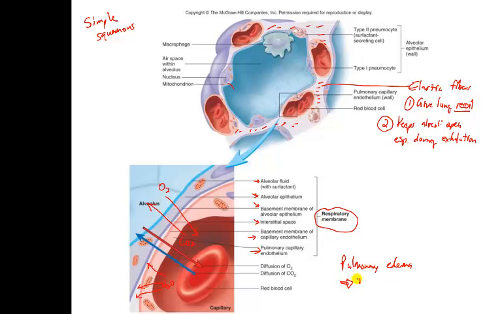You basically get thickening of the interstitial space. And you can actually get increased alveolar fluid. So alveolar fluid can go up, interstitial space can go up, thereby making the respiratory membrane quite a bit thicker than normal. And when that happens, you get a lot lower gas exchange than you normally do.